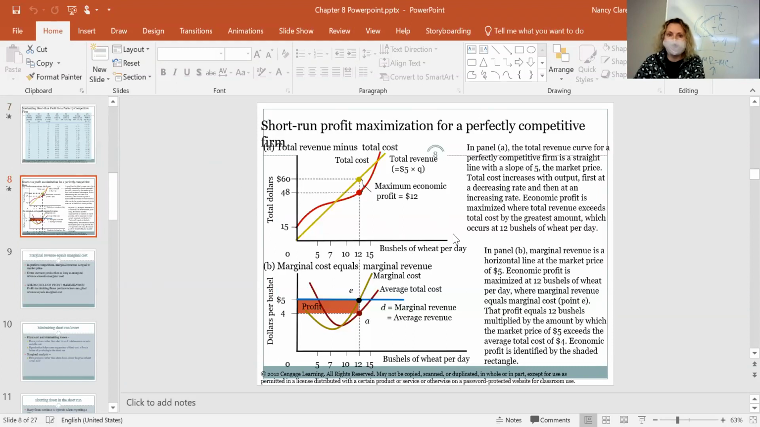Any questions about that? I like this multiple choice question too. How do you find profit maximization on a graph with totals? Well, you find the greatest vertical distance between total revenue and total cost, and that will give you the point of greatest profit. Any questions about that graph?